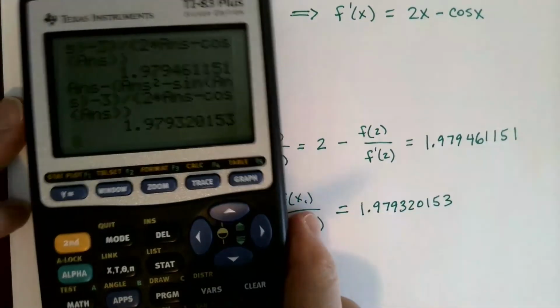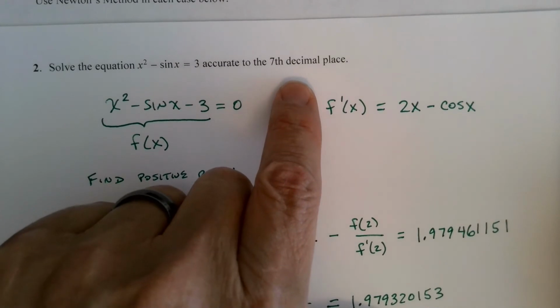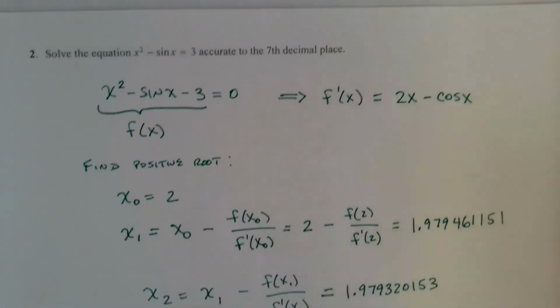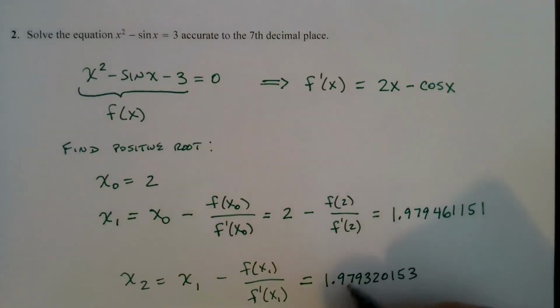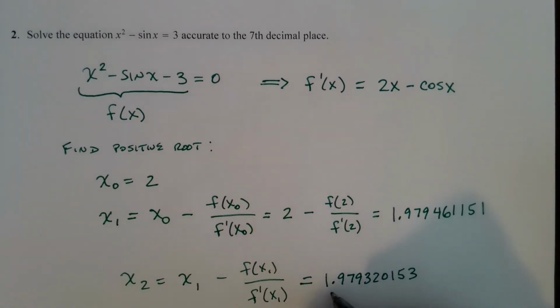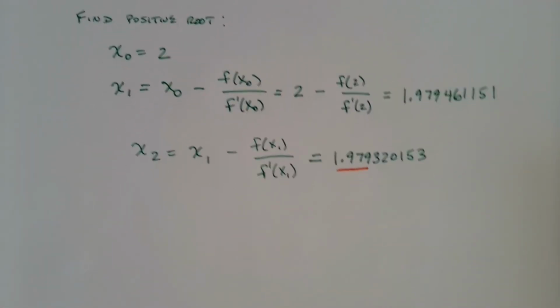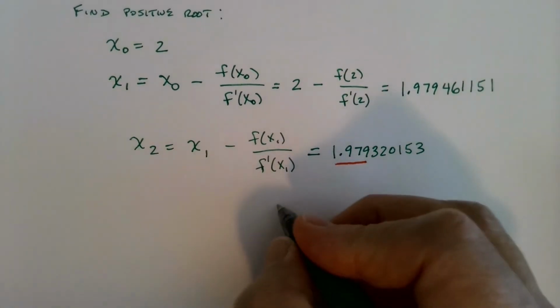In the instructions, it was asked to find the solution accurate to the 7th decimal place. As we continue this process, if I compare these two answers, this one is accurate to about the 3rd decimal place, because the 4th decimal place differs. So far we're accurate to about the 3rd decimal place. So what's x sub 3 now?